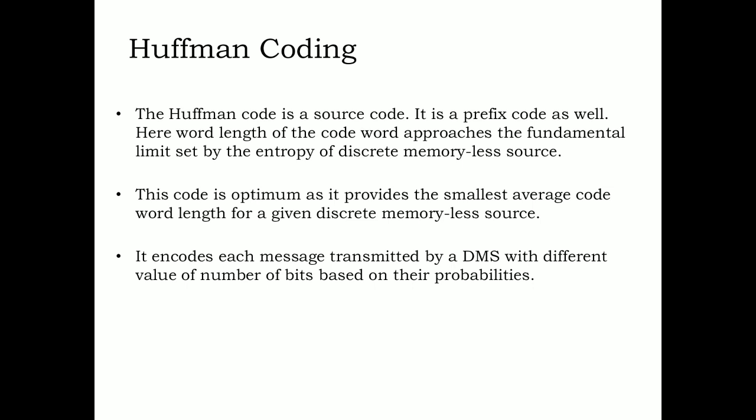Here, the word length of the code word approaches the fundamental limit set by the entropy of a discrete memoryless source. This code is optimum as it provides the smallest average code word length for a given discrete memoryless source. It encodes each message transmitted by a DMS with a different number of bits based on their probabilities.